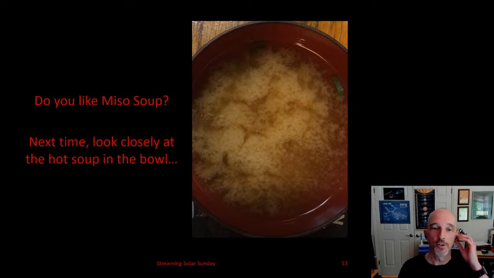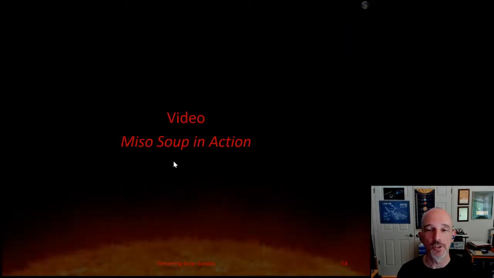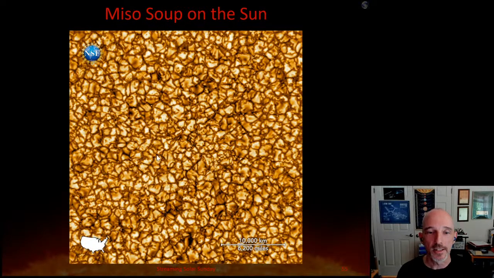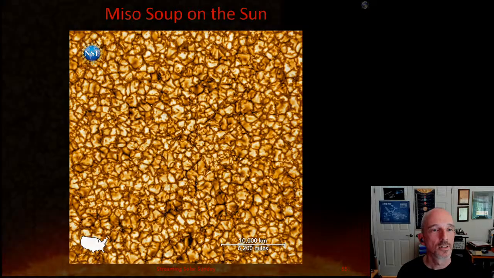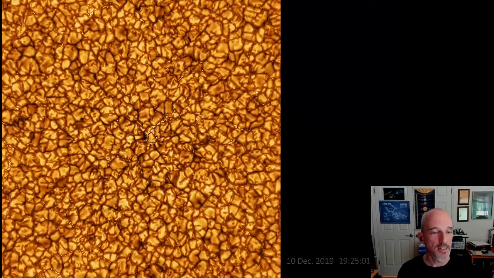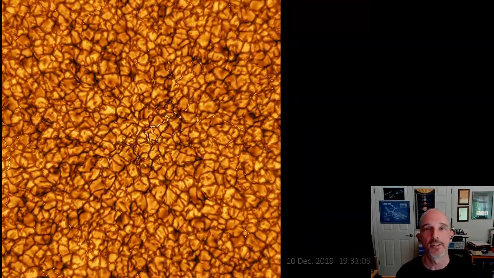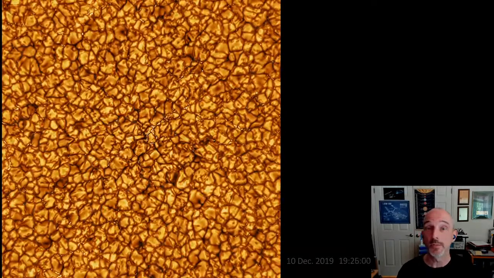And so next time, look closely at the hot soup in your bowl, and you can do some mental solar science right there. And so here again is the miso soup of the sun. Let me show you a video of that, because I think this is pretty nice. Here we go. Okay, so here's an animation of this, right? This was taken by or distributed in February as new science, and you can see a time lapse of this boiling or convection action on the outer layer of the sun, on the photosphere. So pretty neat, I think.